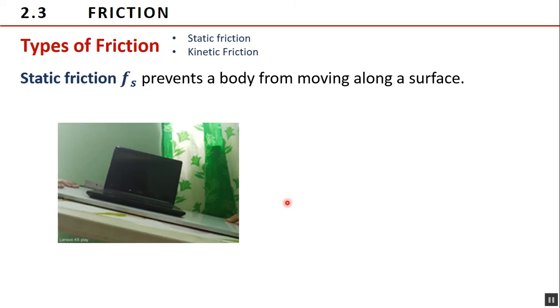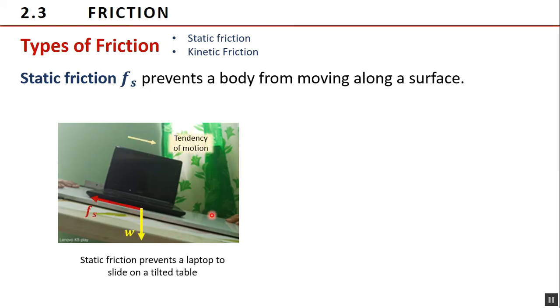So here, by gravity, this laptop tends to move down the table. But the table exerts static friction, which is directed opposite to the tendency of motion of the laptop. Therefore, it will not slide. Of course, there's a limit. If the table reaches its critical angle, then the laptop will begin to slide. We will take a look at this later.